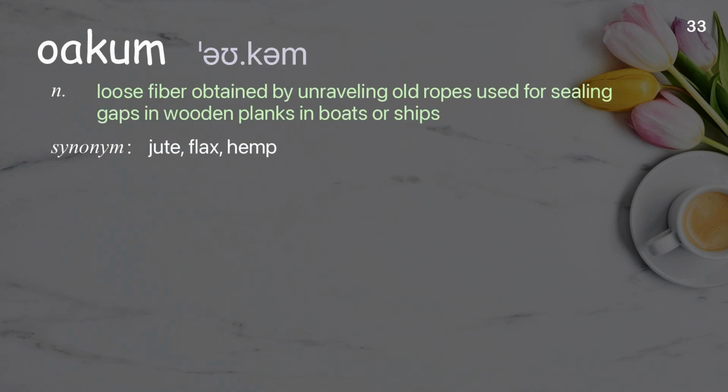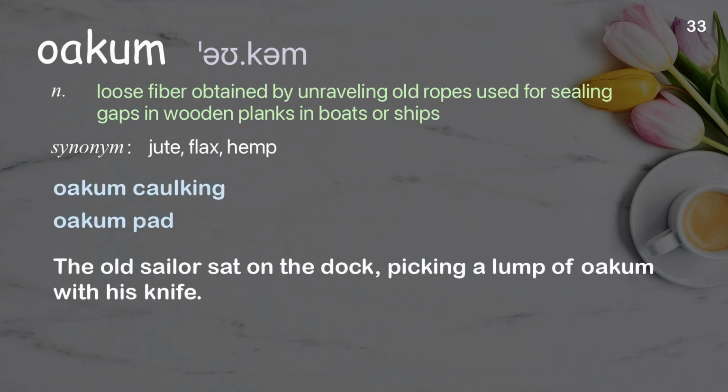Oakum. Loose fiber obtained by unraveling old ropes, used for sealing gaps in wooden planks in boats or ships. Examples: Oakum caulking. Oakum pad. The old sailor sat on the dock, picking a lump of oakum with his knife.